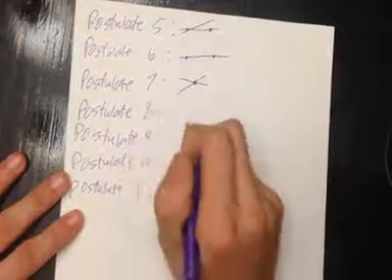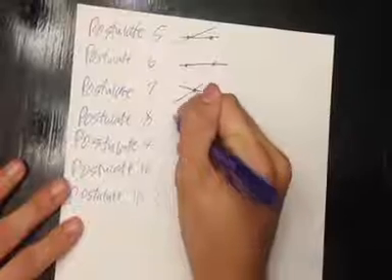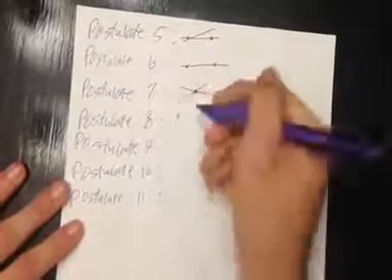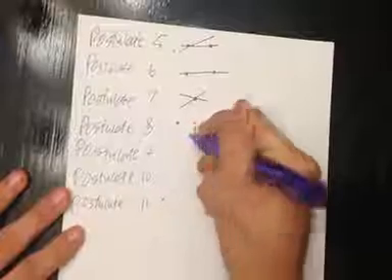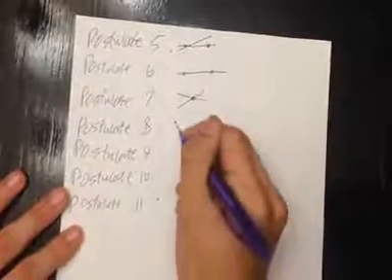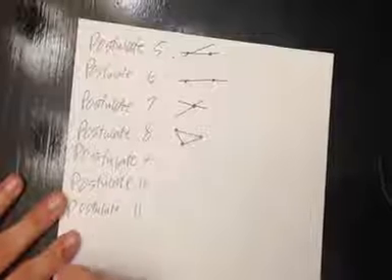Postulate 8 is through any 3 non-collinear points there exists exactly one plane. So it's like 1 point here, 1 point here, 1 point here. 3 non-collinear points, there exists exactly one plane within those points.